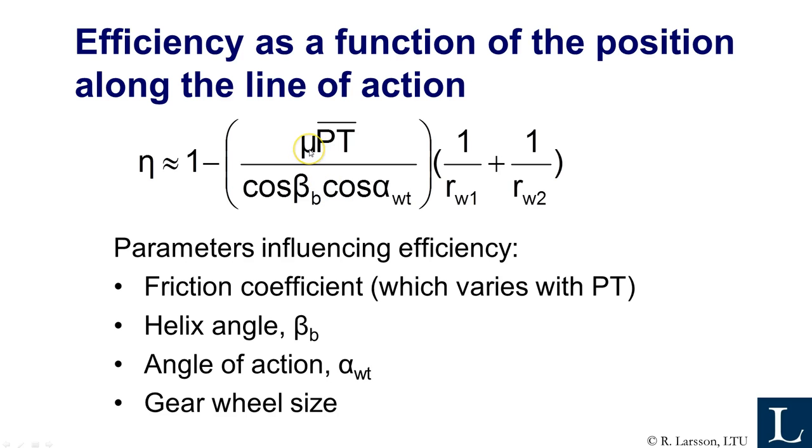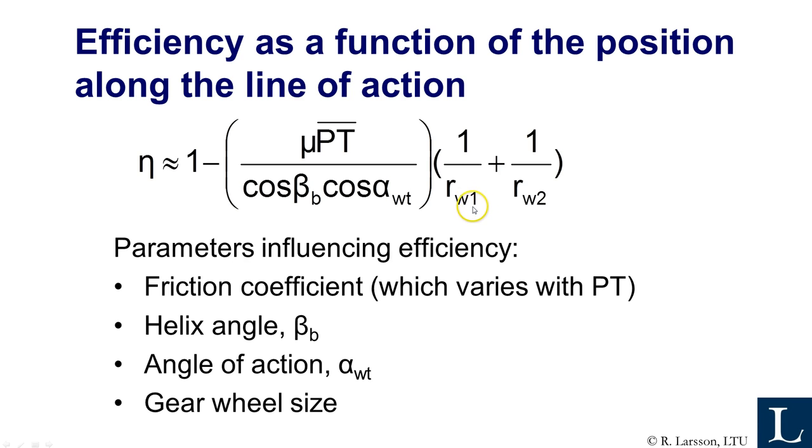The friction coefficient is of course an important parameter. The bigger the friction coefficient, the bigger this term will be, the lower the efficiency will be. The helix angle, the bigger the helix angle, the smaller the cosine will be, the bigger this term will be. The pressure angle or angle of action alpha is more or less a constant. It doesn't vary very often, but the pitch radii may vary. That's the size of the gear.